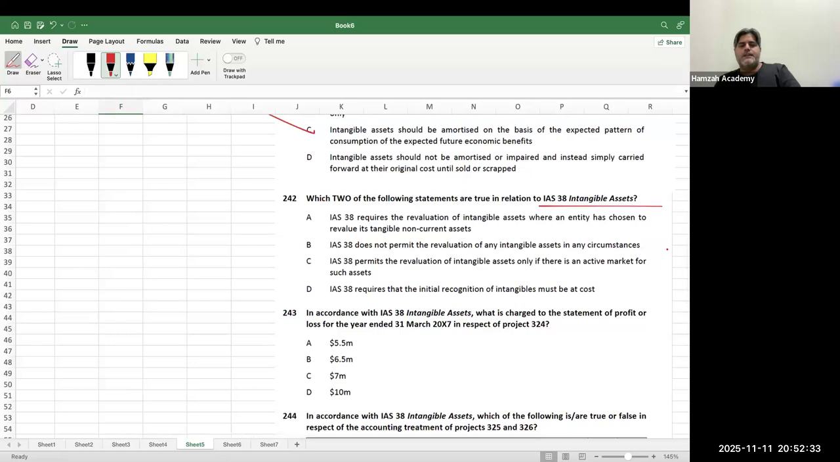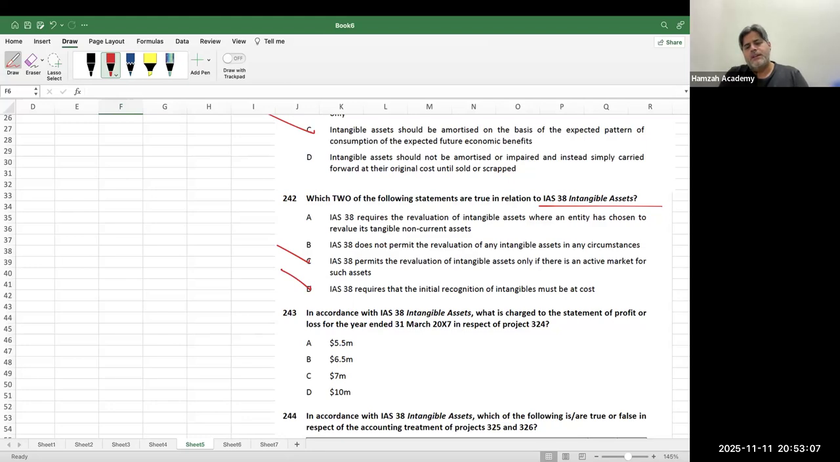Then, IAS 38 does not permit the revaluation of intangible assets in any circumstances. No, it does permit. I mean, if an active market is there, you can go and revalue. C: IAS 38 permits the revaluation of intangible assets only if there is an active market for such assets. True. We can have the revaluation if an active market is there. And then, IAS 38 requires that the initial recognition of the intangible must be at cost. So this is true as well.